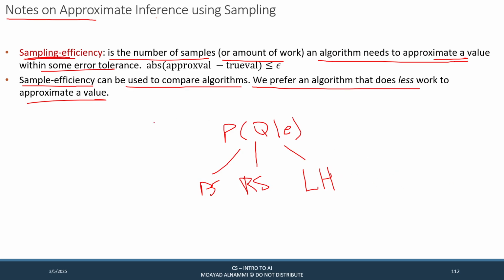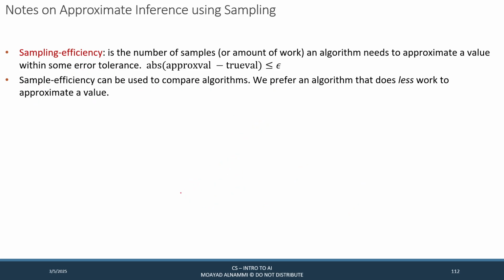So which of these algorithms is more sample efficient? In other words, which does the least amount of work? Remember, prior sampling can generate n samples, but many of them may be discarded, and so in practice I may use fewer samples than what I generated. Rejection sampling will generate n samples, but in order to get all n, some of the samples I was generating need to have been discarded, right? Whereas with likelihood weighing, every sample I generate will be consistent with the evidence. So you already see that likelihood weighing is the most sample efficient, followed by rejection sampling, followed by prior sampling.